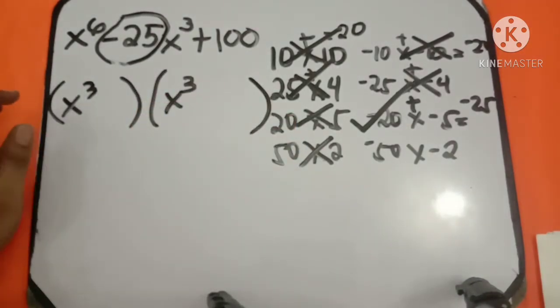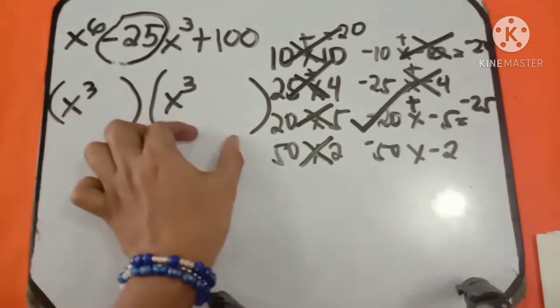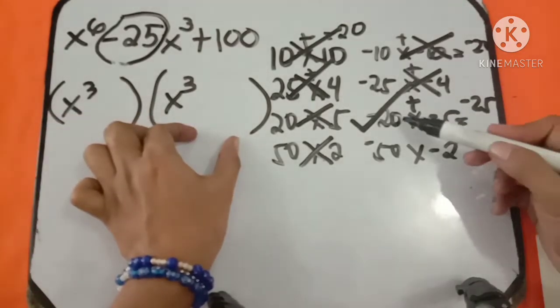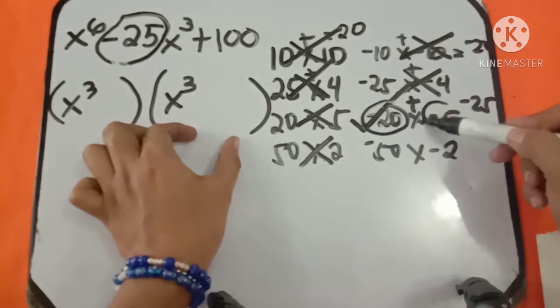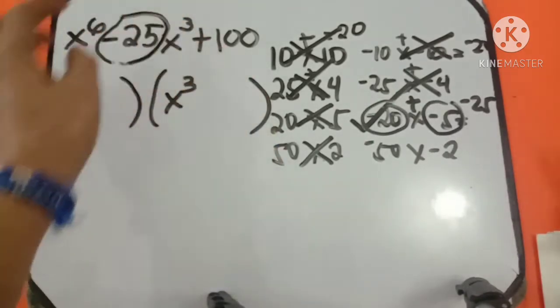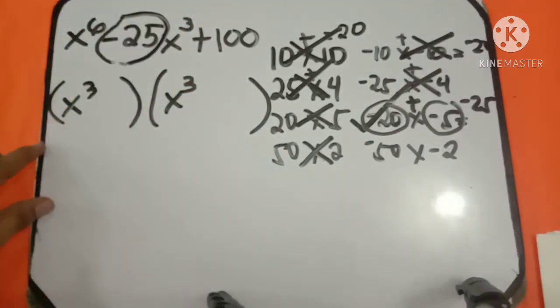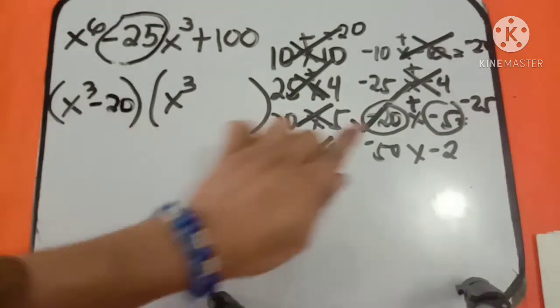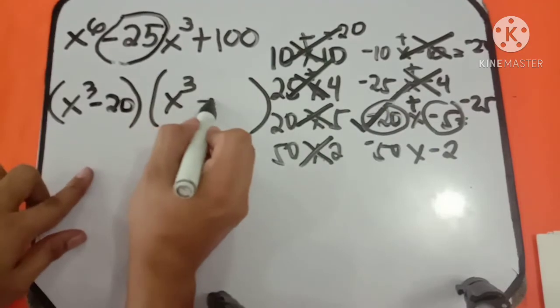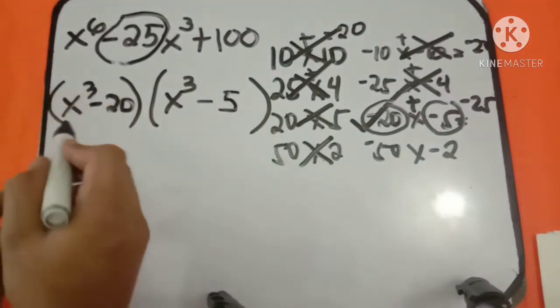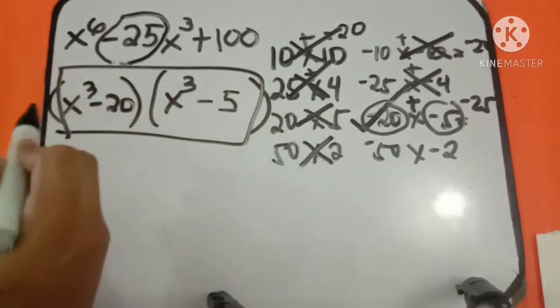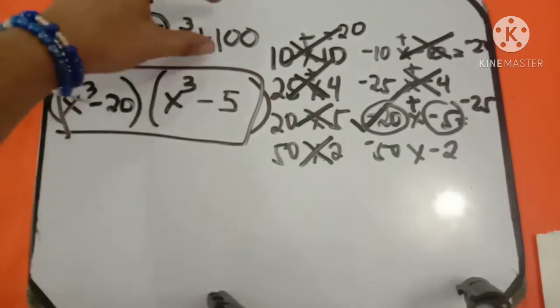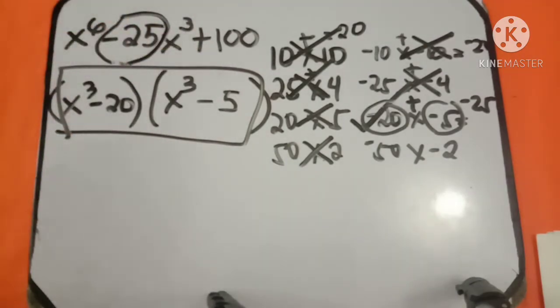Then, for the last term of each factor, we use these two factors of 100. We have here negative 20, so we just write here minus 20. And for the other, we have negative 5, so we just write here negative 5. And this is the factorization of this given trinomial. So I hope this is clear.